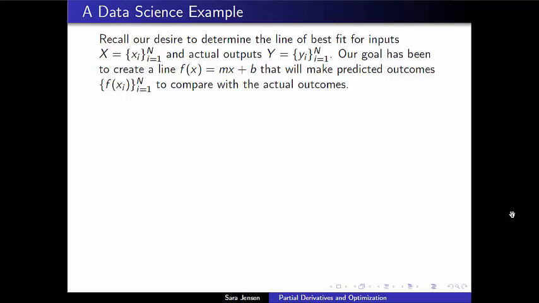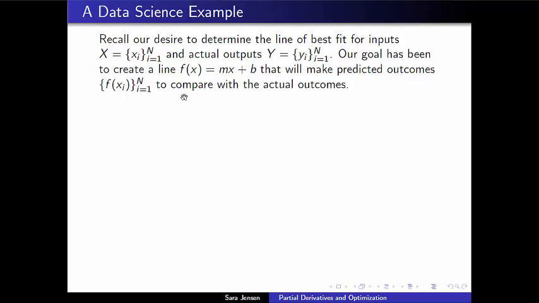This last video in our collection is going to give an example of how we can apply our newfound knowledge of partial derivatives to data science and to lines of best fit. So the example I'd like to look at is when we have a collection of values. We're going to denote our inputs by this set X, where the elements of X are enumerated from 1 to capital N. And similarly, our outputs will be denoted by this set capital Y, enumerated y sub i from 1 to N.